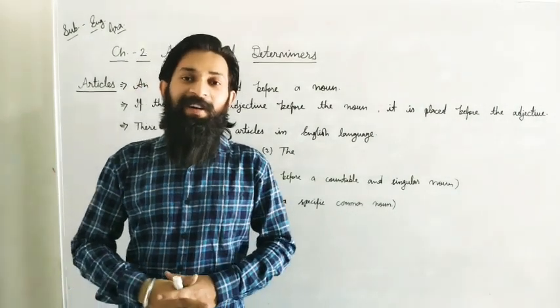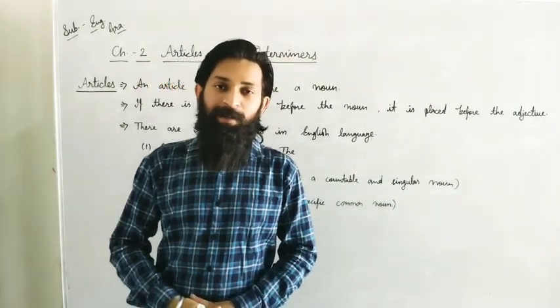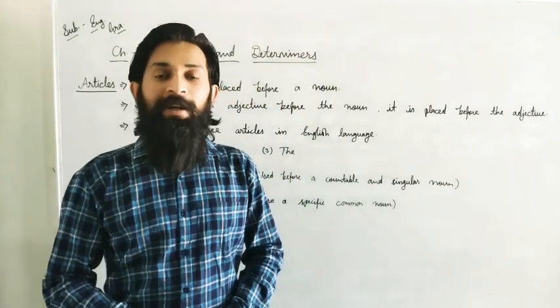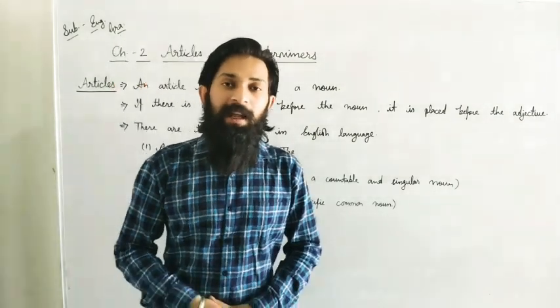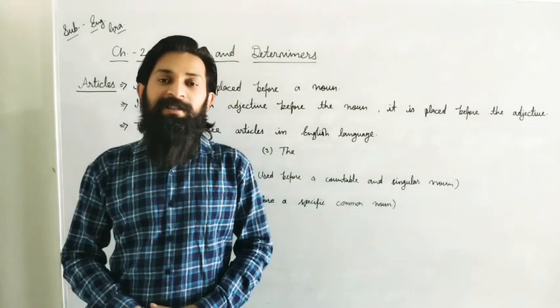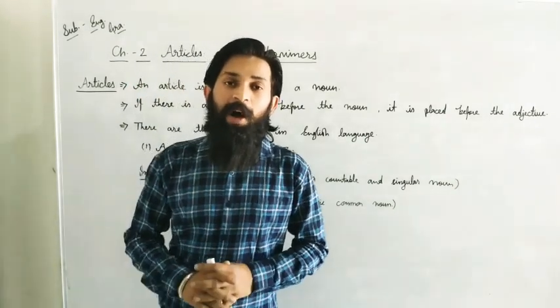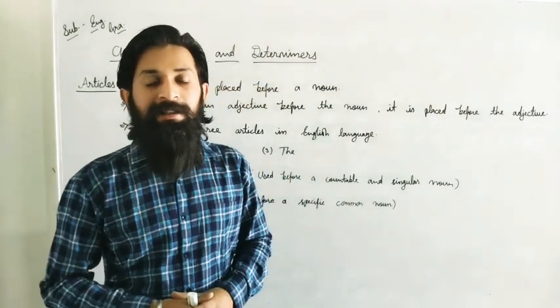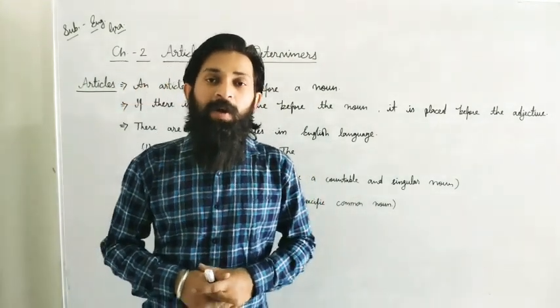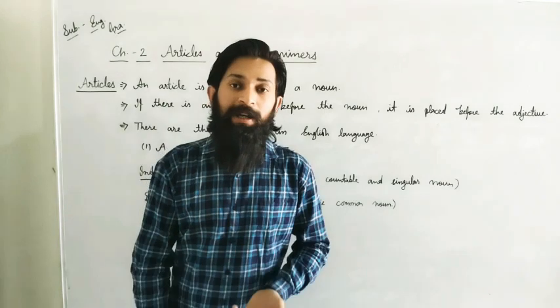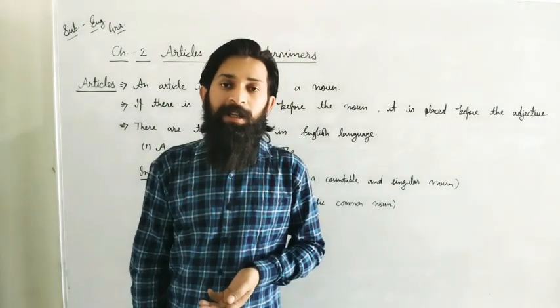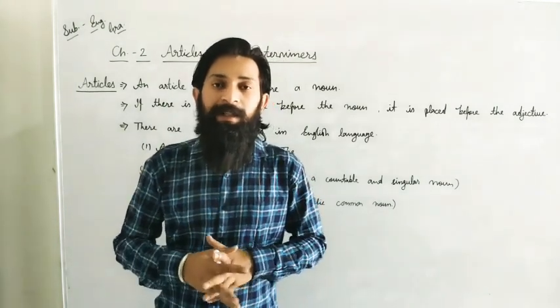Students, today we will begin our English grammar class with chapter number 2, articles and determiners. Dear students, in the last class of English grammar we already discussed phrases and clauses, and the types of phrases and clauses. Now we will discuss articles and determiners. What is an article, what are determiners, how many types of articles are there, how many types of determiners are there. All of that we will discuss in this class.